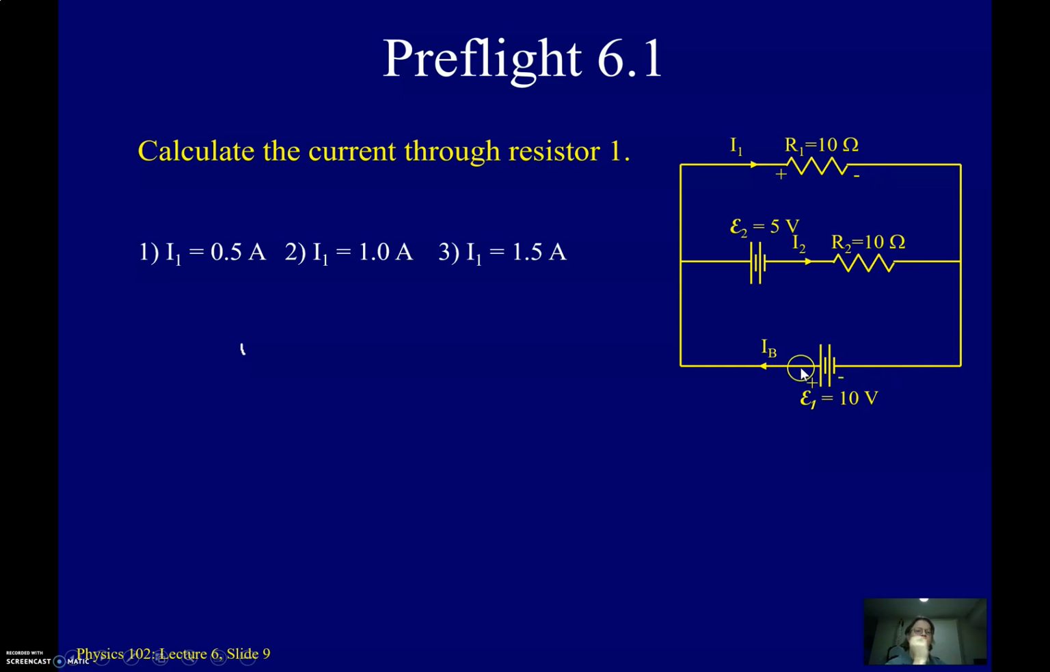So if I had a boost of 10, according to Kirchhoff, I have a drop of 10 because that's the only resistor I have. So if I have a drop of 10 volts across 10 ohms, what's the current? It's 1 amp. That's 10 divided by 10.